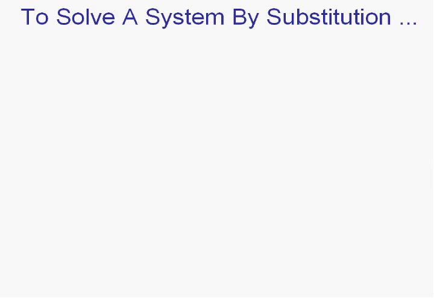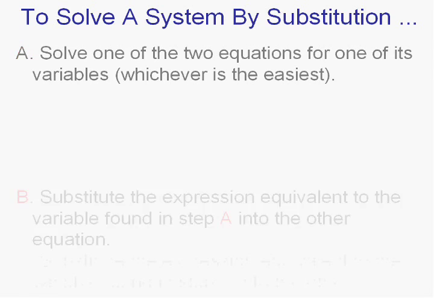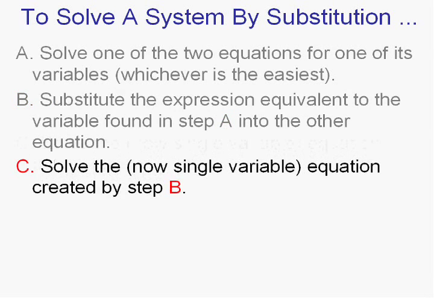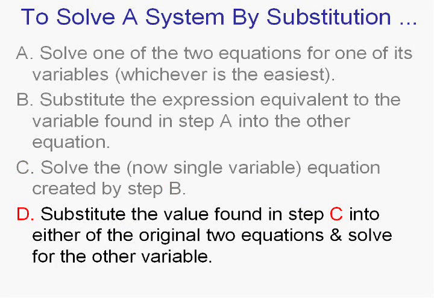Alrighty then. So here's what we did in summary. We looked at the 2 equations. We solved one of them for one of its variables. Doesn't matter, whichever's easiest. Then we substituted the expression that that variable was equivalent to into the other equation. And that created a now single variable equation that we solved. When we solve it, we actually get a value for that variable.